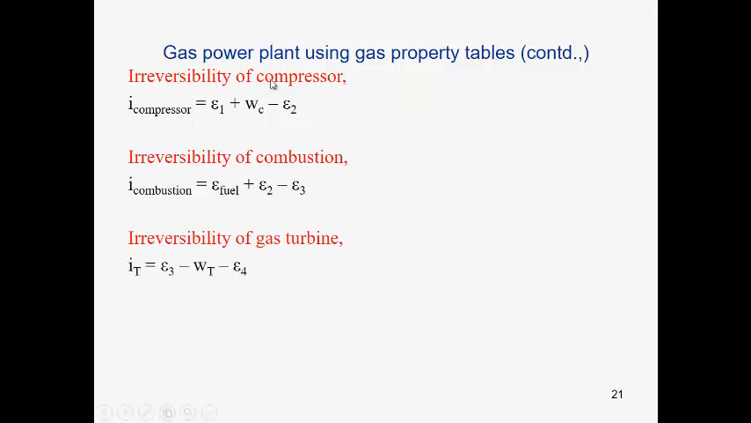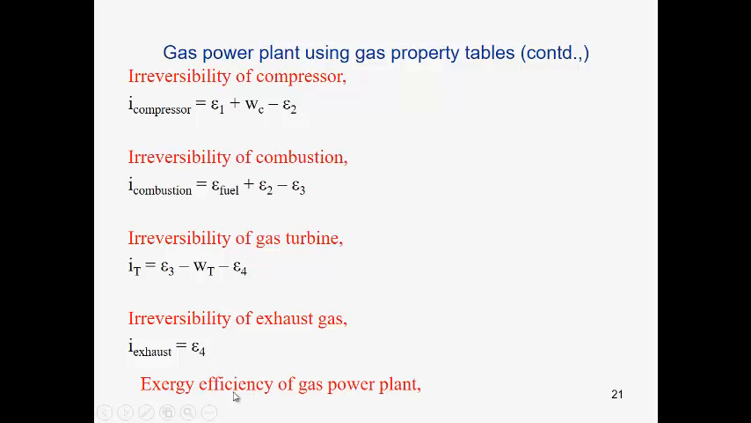Similar to the irreversibility of the compression, the irreversibility of the gas turbine is obtained by the exergy at the inlet of the gas turbine minus the output from the turbine minus the total exergy at the exit of the gas turbine. The exergy loss of exhaust is equal to the exergy of the gas at the exit of the gas turbine.